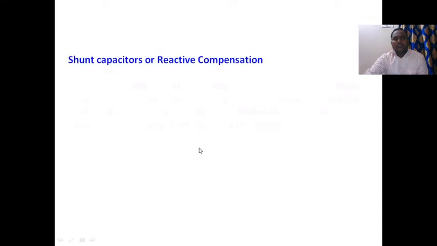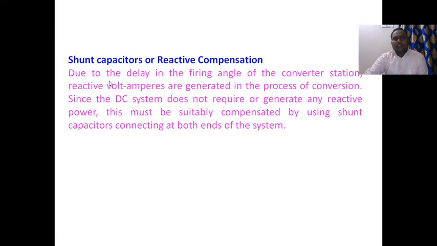Shunt capacitor or reactive compensation. Due to the delay in the firing angle of the converter station, reactive volt-amperes are generated in the process of conversion. Since the DC system does not require or generate any reactive power, this must be suitably compensated by using shunt capacitors connected at both ends of the system.